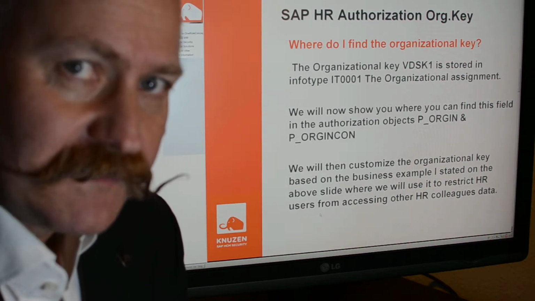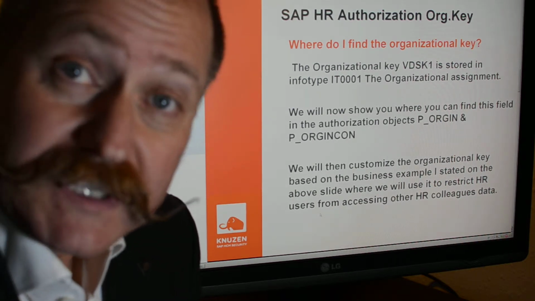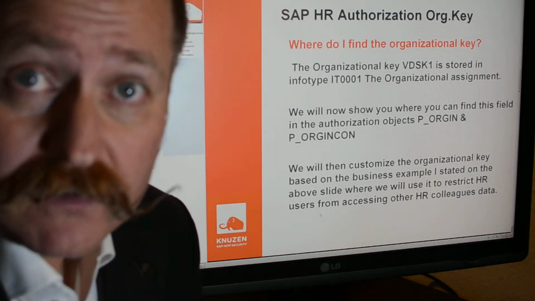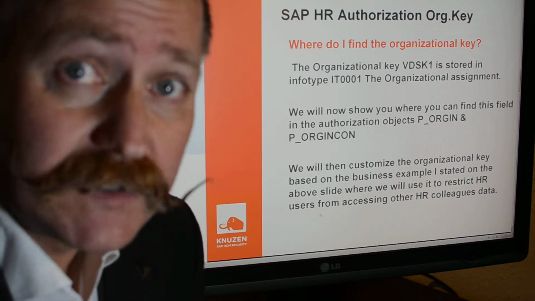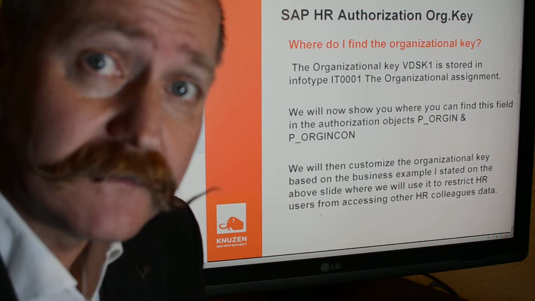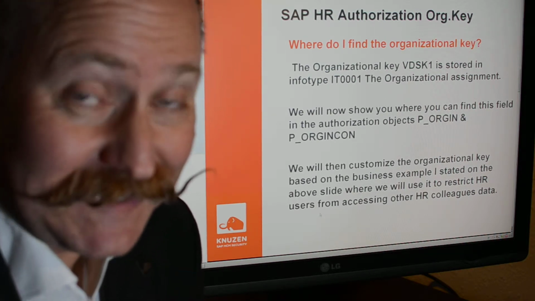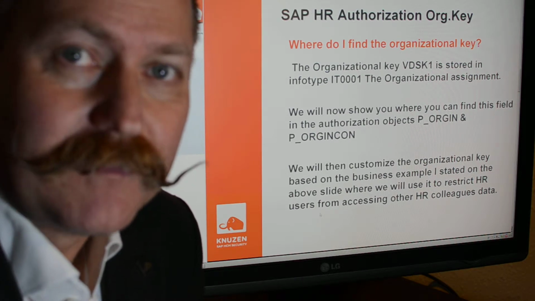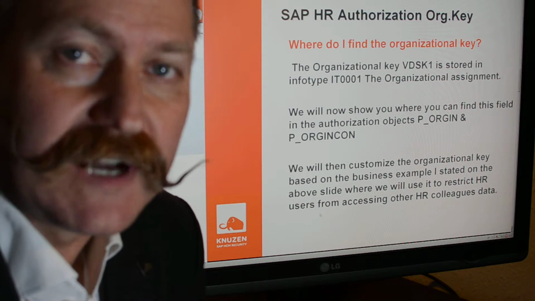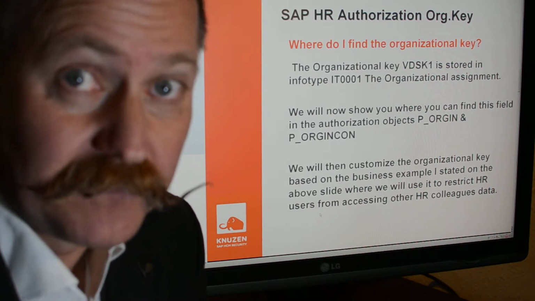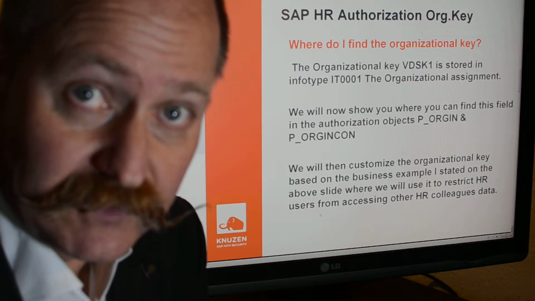So where do I find this organizational key? The organizational key VDSK1 is actually stored on infotype 1, the organizational assignment, in personnel administration on our employees. If you can't find it on infotype 1, it might be because the screen modification for this infotype has been set so it has been hidden. But then you have to consult the HR consultants to find out.